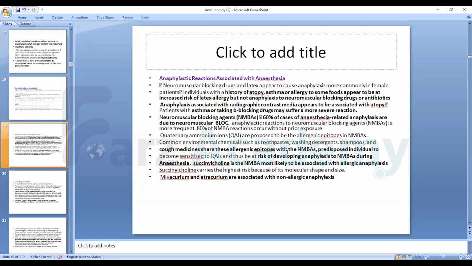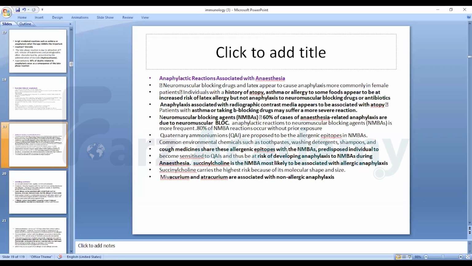Neuromuscular blocking agents: 60% of the cases of anesthesia-related anaphylaxis are due to neuromuscular blockers. Anaphylactic reaction due to neuromuscular blocking agents is more frequent and can occur without prior exposure. Quaternary ammonium ions are proposed to be the allergic epitopes in neuromuscular blocking agents. Common environmental chemicals such as toothpaste, washing detergent, shampoos, and cough medicines share these allergic epitopes with the NMBAs and predispose individuals to become sensitized to quaternary ammonium, and thus be at risk of developing anaphylaxis to neuromuscular blocking agents during anesthesia.